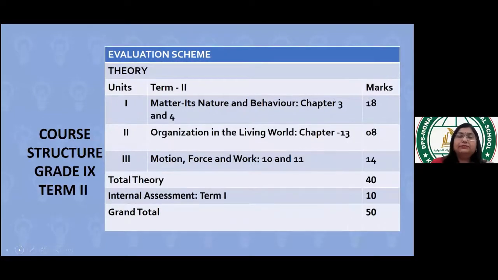Coming up to the next. Similarly, for term 2 as well, we have Unit 1, 2 and 3. For Unit 1, matter, its nature and behavior, chapter numbers 3 and 4 carry 18 marks. Unit number 2, organization in the living world, chapter number 13, carries 8 marks. Unit 3, motion, force and work, chapter numbers 10 and 11, carries 14 marks. So the total theory paper comes to 40, internal assessment 10, and a grand total of 50.